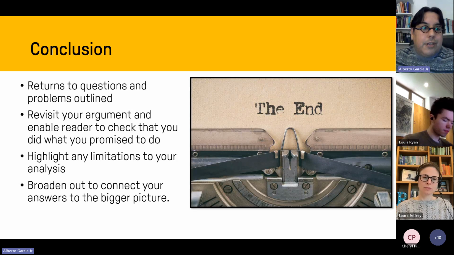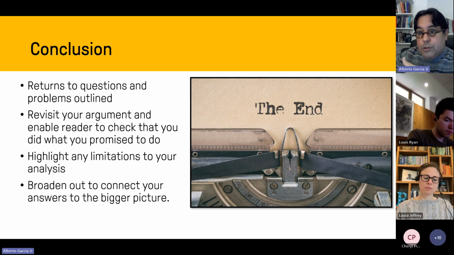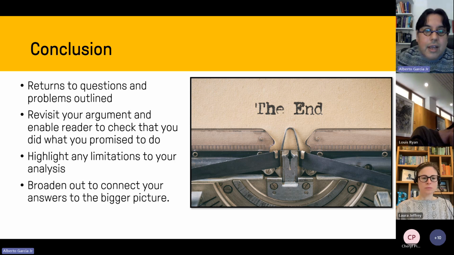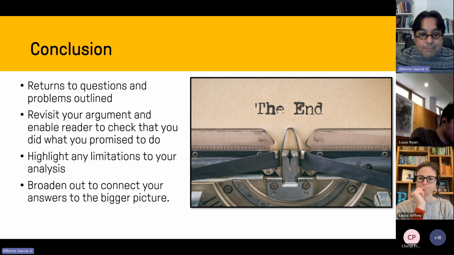Then we think about the conclusions. Again, we return to the questions that the problem has outlined. We revisit your argument to enable your reader to check: did you do what you set out to do, what you promised? And on larger projects, you want to highlight any limitations to your analysis, and then broaden out to connect your answers to a bigger picture for further research.